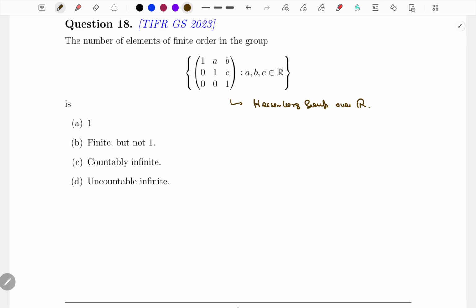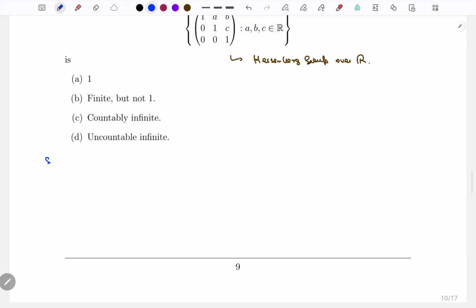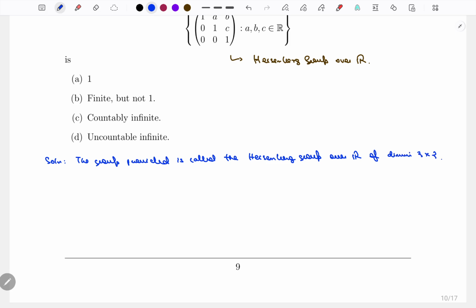Now the important fact here is the following. If you choose any element, let me write the solution. The group is called the Heisenberg group over R of dimension 2, with 3 cross 3 matrices.